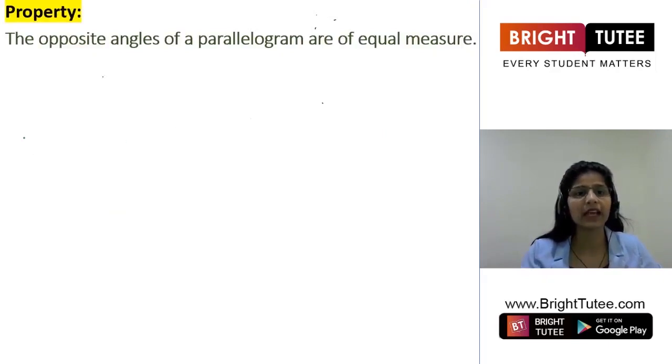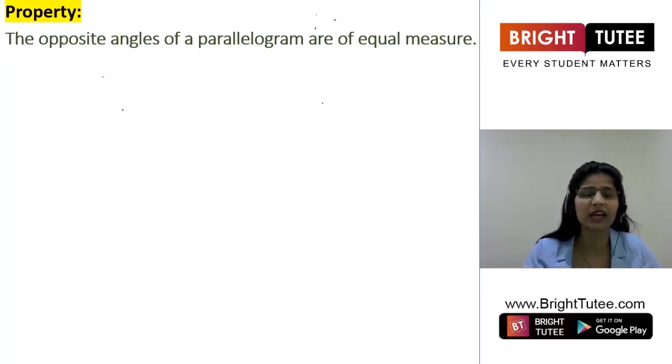that it says the opposite angles of a parallelogram are of equal measure. So I think you might think that you're very close to the answer, because the same way we have proved for the previous property, we are going to prove this. Let us just revisit the same thing.